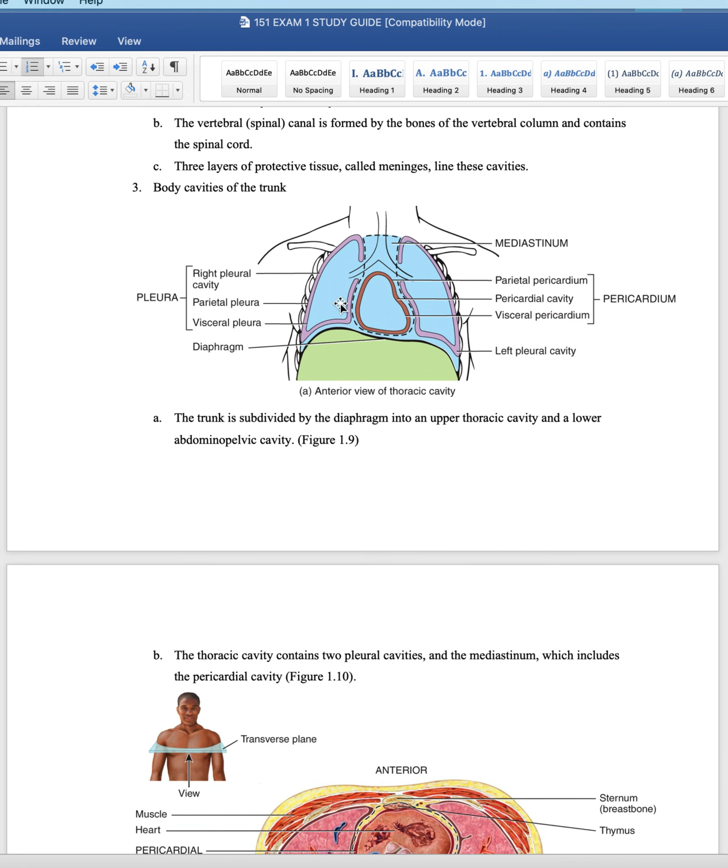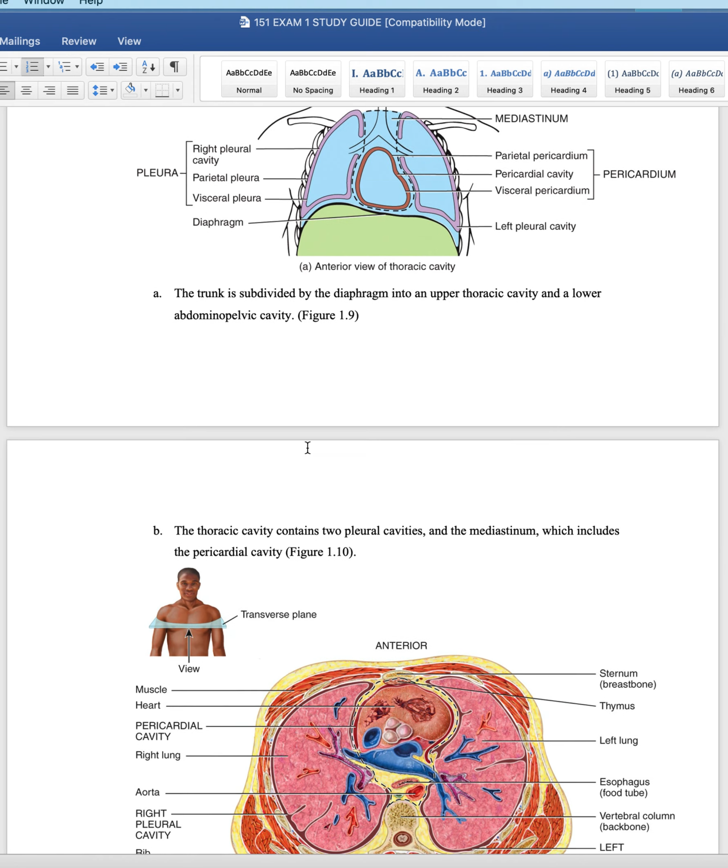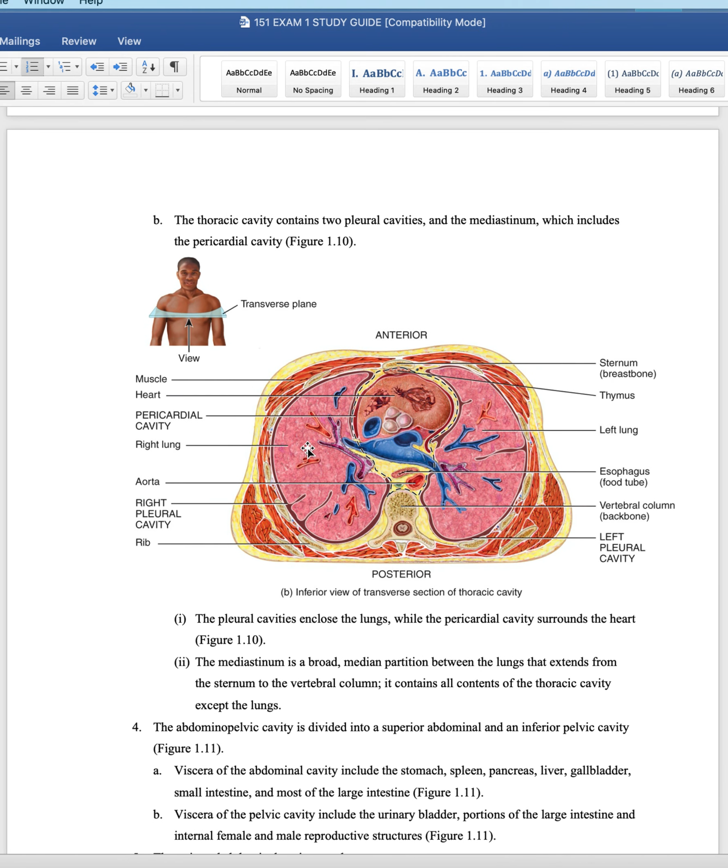Pleural cavity is going to surround the hearts. Pleural cavity is going to surround the lungs. The pericardium is going to surround the heart. So the pericardial cavity is going to surround the heart and the pleural around the lungs. I apologize for that misspeak. I have said this a lot in the past couple of weeks.